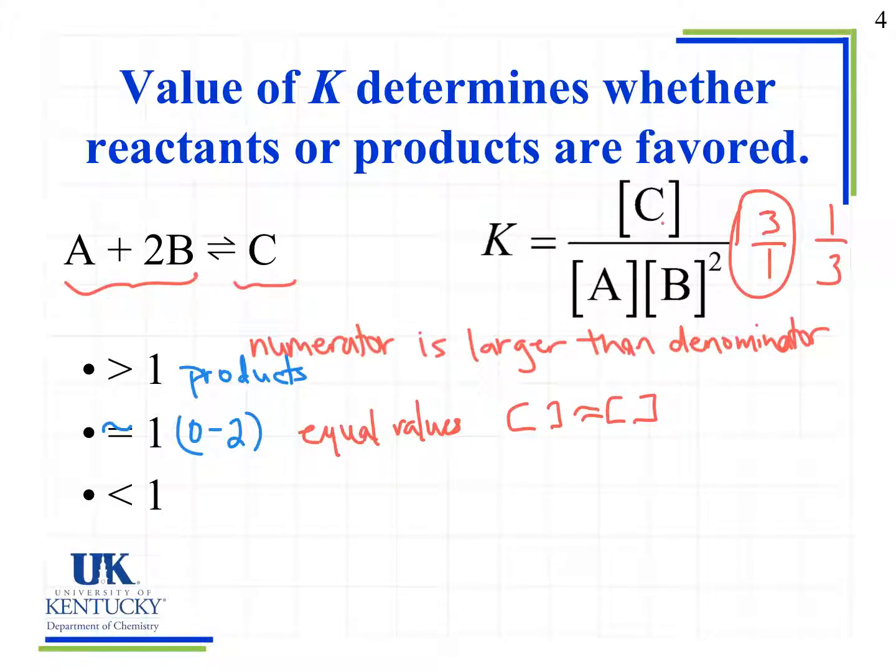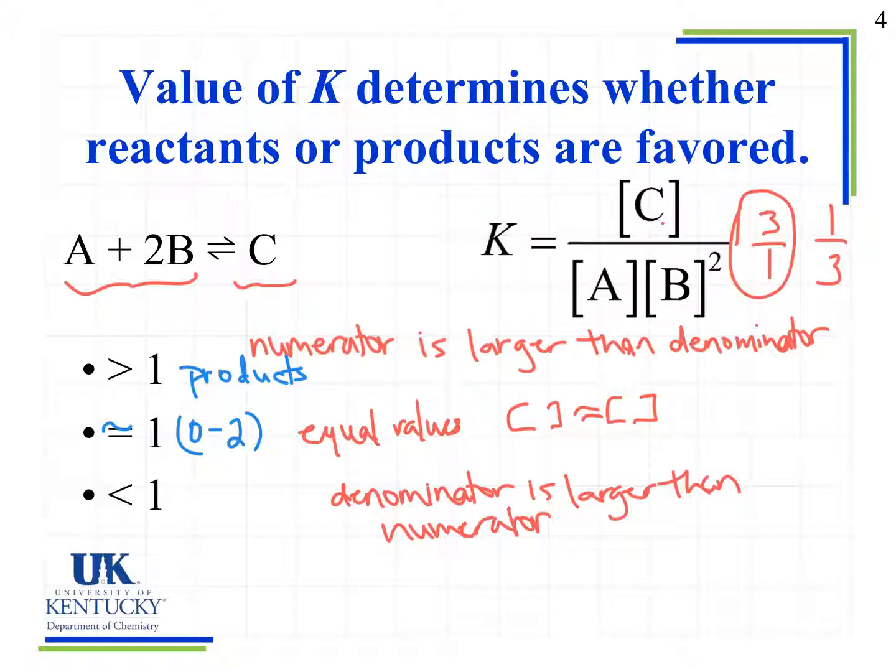So when we look at less than 1, what that tells us is our denominator is larger than the numerator. So back to our example with 3 over 1 versus 1 over 3. In order to get a number less than 1, the number on the bottom must be larger than the number on top. And as a result, this tells us that the substances in the reactant side, because those are in the denominator, are favored. And so we say the reactants are favored, which means the amount of reactants is greater than the amount of products.